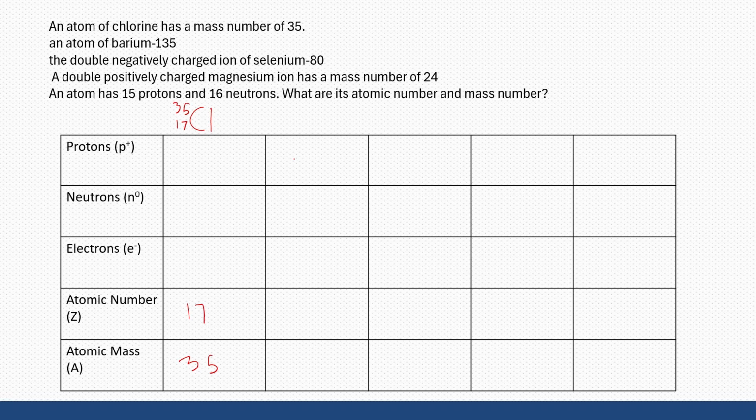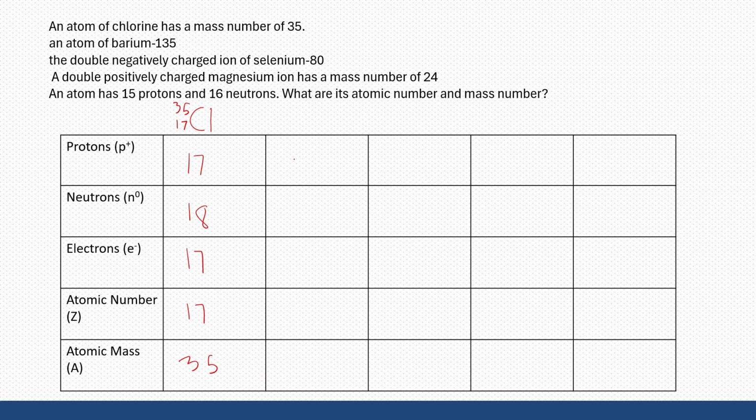Now, as we stated earlier, the atomic number is the same as your number of protons, and for atoms, the same with electrons. Now, since the mass number or the atomic mass is equivalent to the total number of protons and neutrons, the number of neutrons is your atomic mass subtracted by the number of protons. So 35 minus 17 is equal to 18.